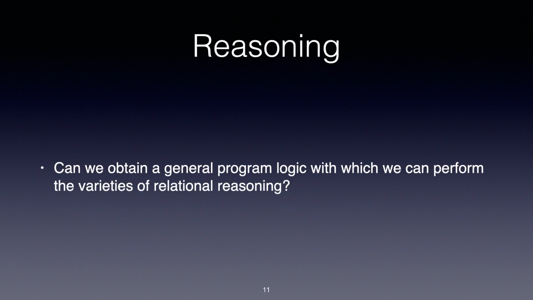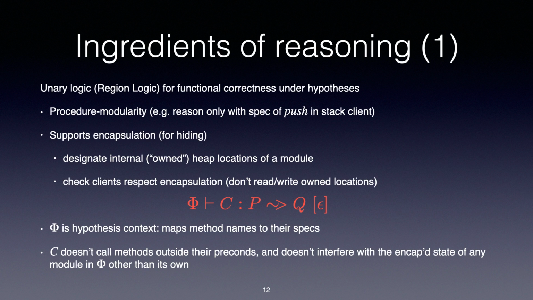Okay. So then the main question is, can we obtain a general program logic with which we can perform the varieties of relational reasoning? Not just the relational reasoning pertaining to data abstraction, although that would be the main focus in this talk, but also noninterference, program equivalence, and so on. What are the ingredients of this reasoning?